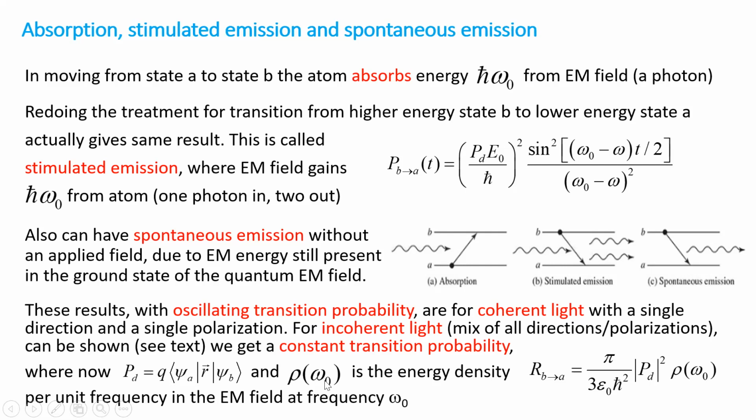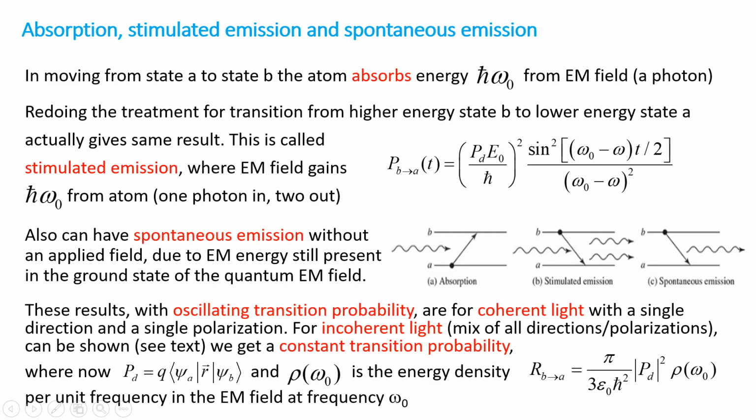So it basically tells you how much energy there is in the vicinity of omega naught, which is the frequency of the transition from B to A. So the more energy there is in the field at that frequency, the greater the rate the transition will occur, which kind of makes sense. The more energy there is around at the right frequency to drive it, the faster it'll go.